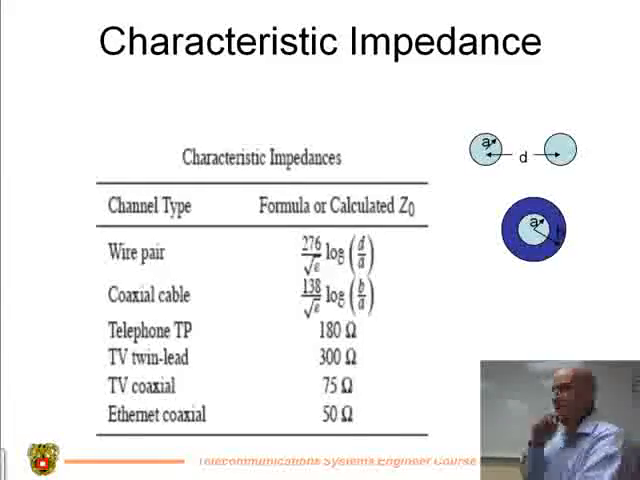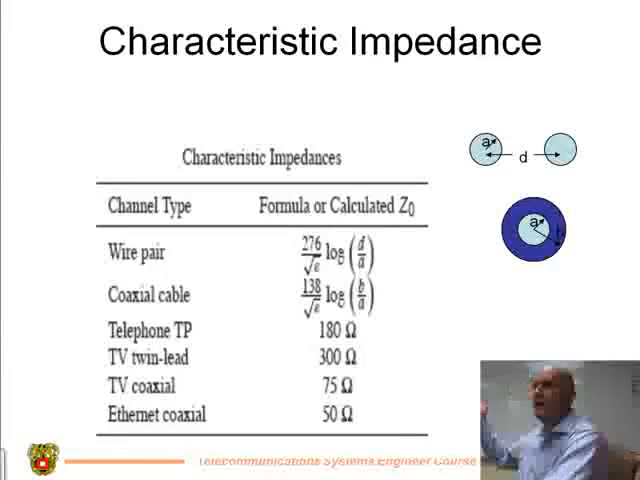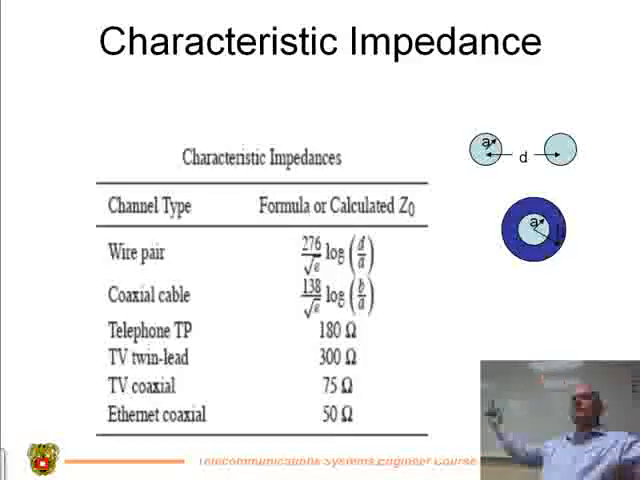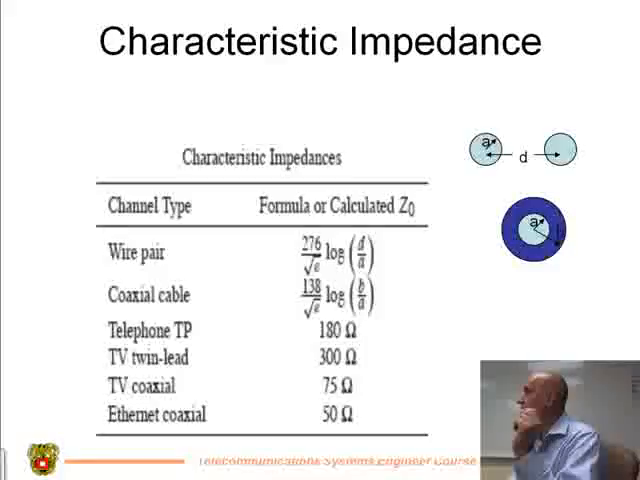That was the question here, and that's the whole point of me bringing this up: we're going to talk about what happens if you don't pay attention. What happens is you get reflected waves, which take some of your power back and cause interference and do other bad stuff. It has nothing to do with the actual resistance. The resistivity of the wire that depends on length has nothing to do with this. Regardless of length, the characteristic impedance is the same. For telephone twisted pair, characteristic impedance is 180 ohms. For TV twin lead it is 300, TV coax is 75, Ethernet coax is 50.